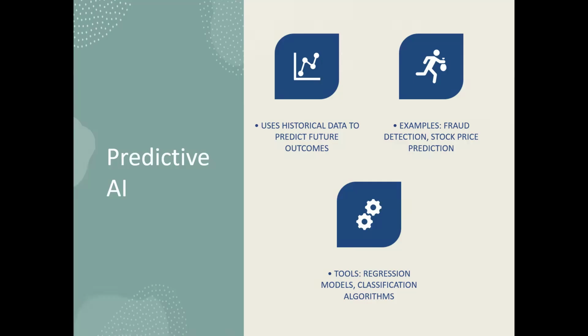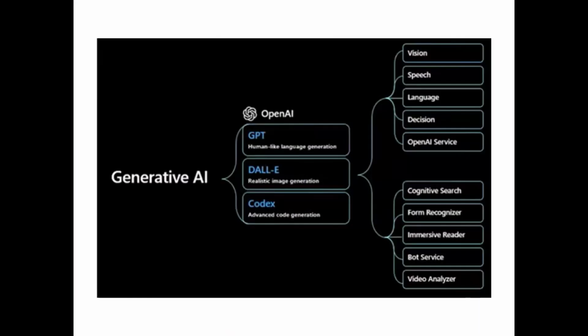prompt given by the user. Looking at predictive AI examples, it basically looks at historical data to predict future outcomes, like fraud detection, stock price predictions, regression models, and classification algorithms. And generative AI, if you look here, ChatGPT, GPT, DALL-E, Codex. This DALL-E model is basically used for vision, speech, language, decision, OpenAI services, cognitive search, form recognition, immersive reader, bot service, video analyzer. So these are all basically used for generating text, images, and videos.